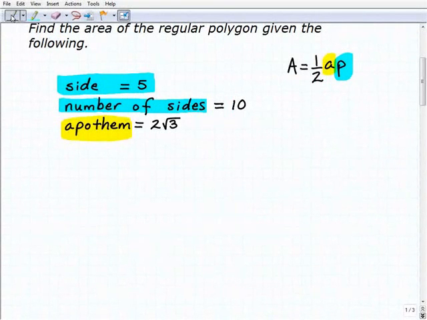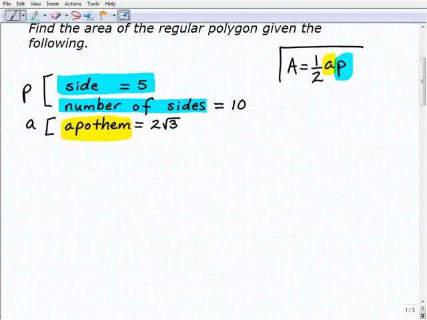if you haven't tried this problem yet, now is a good time to maybe pause the video and give it a try. Okay, so these two pieces of information will get us to the P, get us to the perimeter, and then of course we have the A, and we'll just plug everything into our nice little formula and find the area. All right, so let's go ahead and just do that.